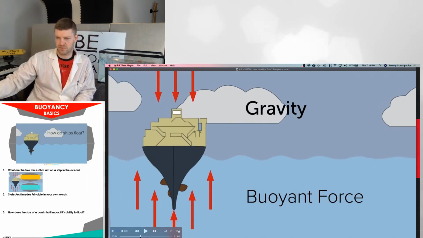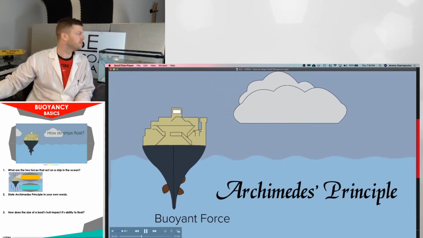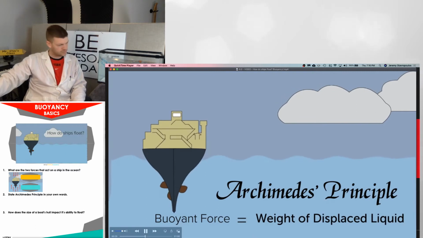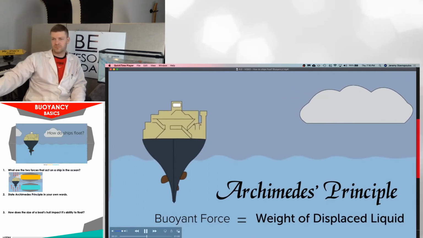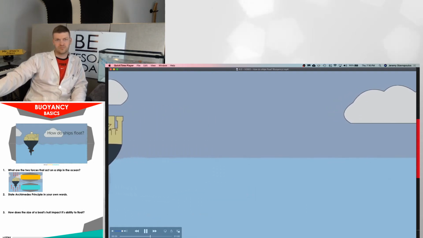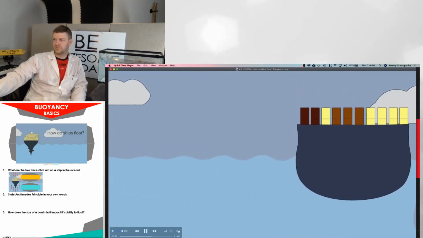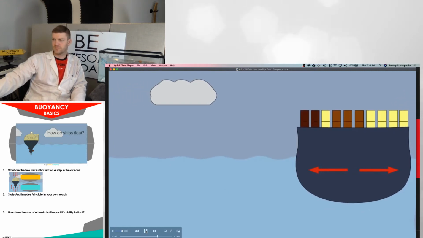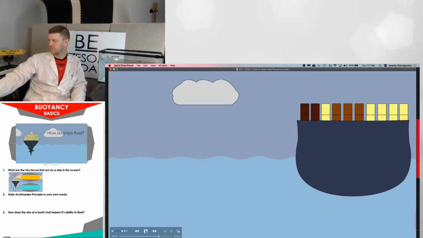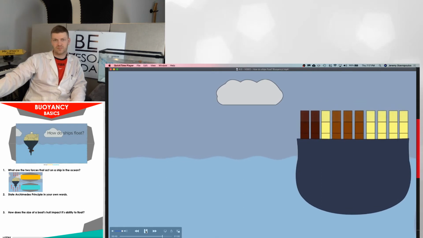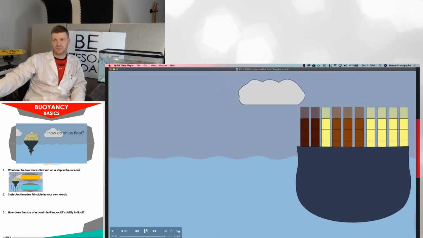Called buoyant force. The buoyant force of a fluid is equal to the weight of the displaced liquid. A ship will float as long as it weighs less than the amount of water the hull can displace. Container ships that transport heavy loads use especially long and wide hull construction to increase the maximum amount of buoyant force a ship can withstand without sinking. If a ship's load is too heavy, it will sink.